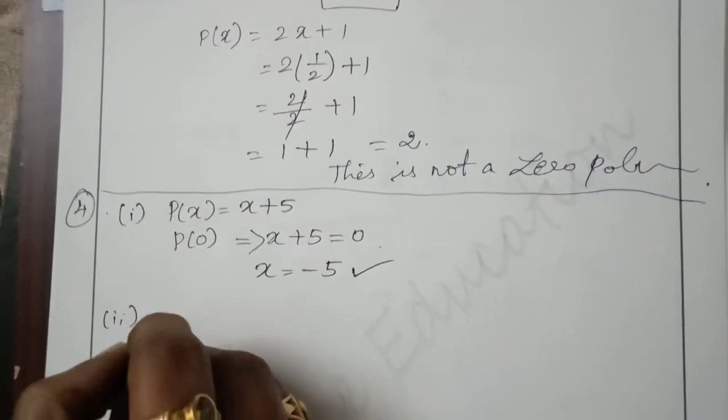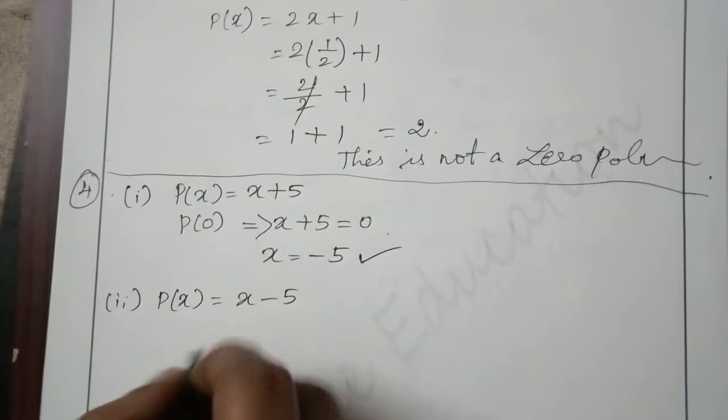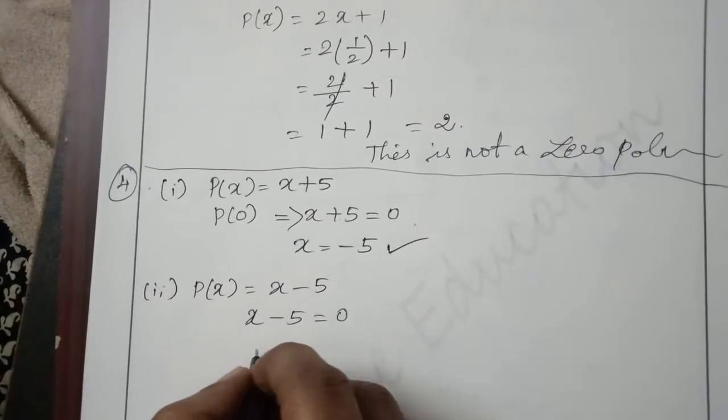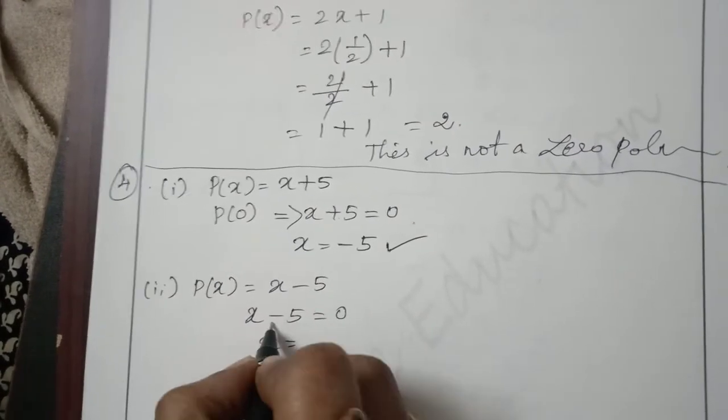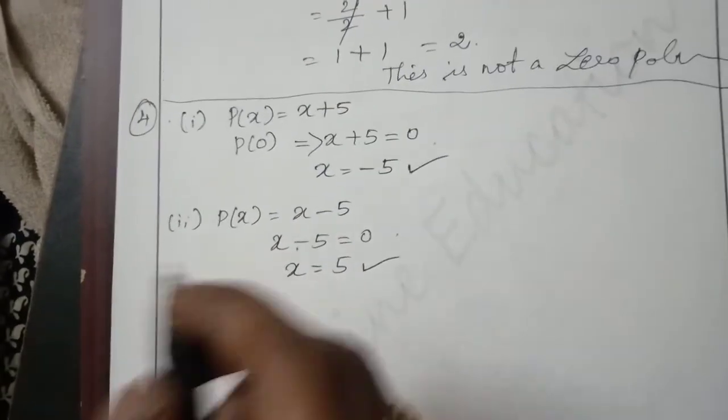And the second one, P of x is equal to x minus 5. So here, to find the zero, x minus 5 is equal to 0. So x is equal to, when the minus 5 goes this side, plus 5.